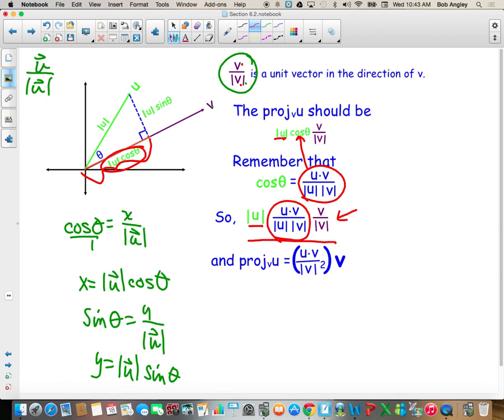Okay, so now if we look at this, this is going to cancel that. And so what we have left is the dot product of u and v on the top. We've got these two things multiplied by each other, which would be this on the bottom. And then this is the vector v right there. And so that's how they got that formula.